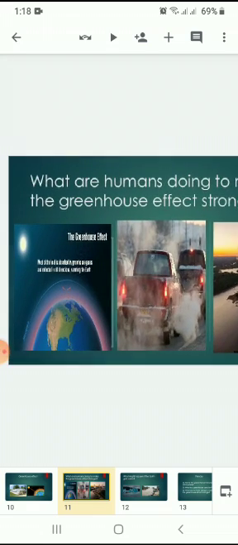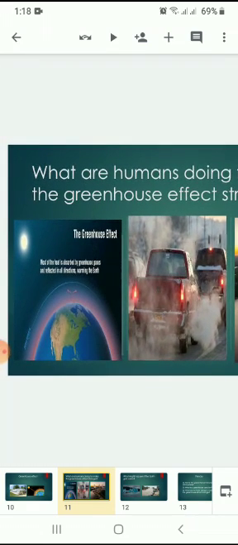Students, you can see in the first picture that Earth is surrounded by different gases like nitrogen, oxygen, and carbon dioxide. And you know, most of the heat is absorbed by greenhouse gases and reflected in all directions, which is warming the earth. Carbon dioxide is also a greenhouse gas, and it makes the earth warmer day by day.